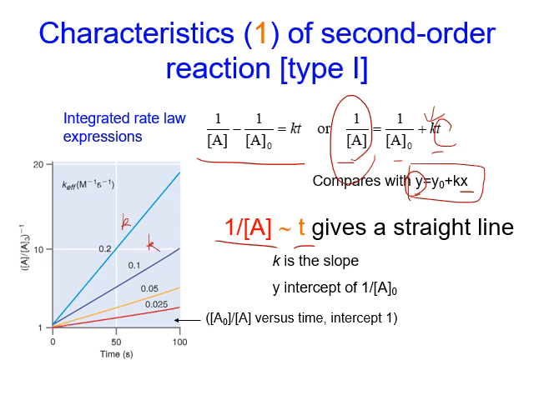Now compare with the first order reaction. In a first order reaction, the natural log of A versus time is a straight line. For the second order reaction, the inverse concentration versus time is a straight line.